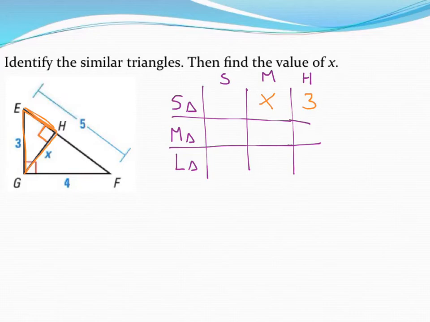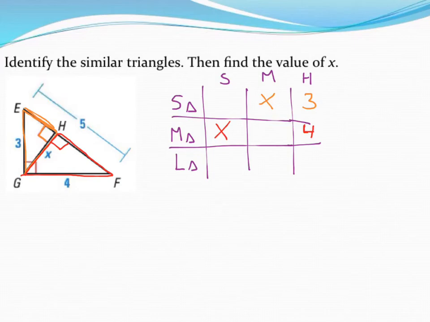So let's switch colors and let's trace out the medium-sized triangle. So right here in red is my medium triangle, and there's my right angle. So once again, I can see 4 is my hypotenuse. It's across from that right angle, so I'll put 4 in my chart. This time x is the short side of that medium triangle, and I don't know what the medium length side is, but maybe that's okay.